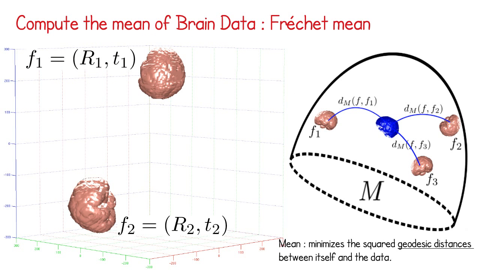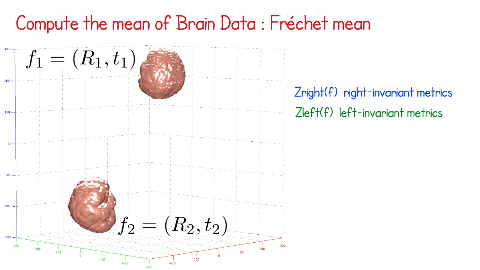Now, let's compute the Fréchet mean. For that, you need a metric on SE3, which will quantify how rotated and how translated two brains are from each other. There are at least two families of metrics fulfilling this, called the right invariant metrics and the left invariant metrics. We don't go into details here, just remember that they would be equal if SE3 was commutative. Let's choose one metric of each family.